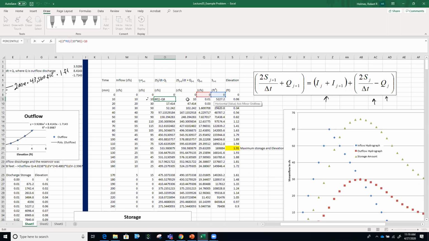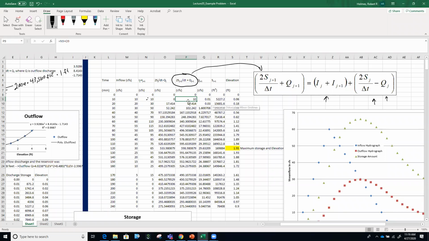And then once I've got that, I go to the next column, which is P, which is basically this calculation of the 2S at the j plus 1 time step divided by delta t plus the outflow at the j plus 1 time step. So this is this value right here, and all that is doing is adding the column value in that row from column N, which is the value of the I j plus 1, and then the 2Sj over delta t minus Qj, that's contained in column O. And so we solve for that.